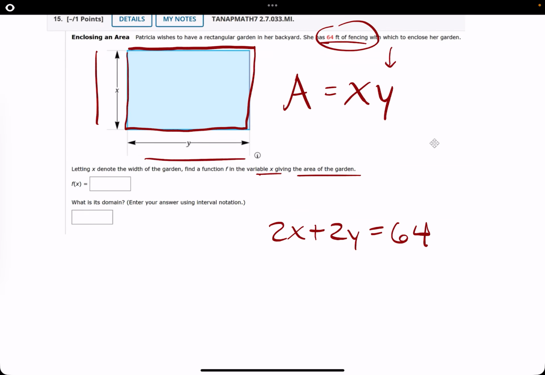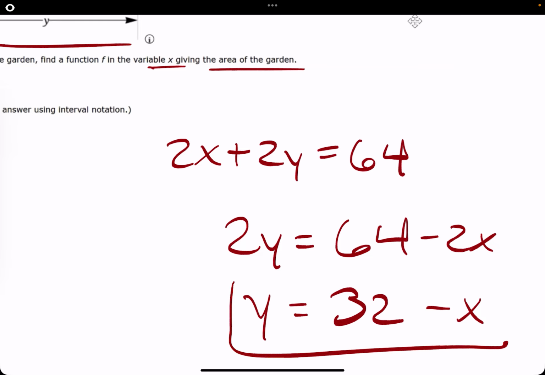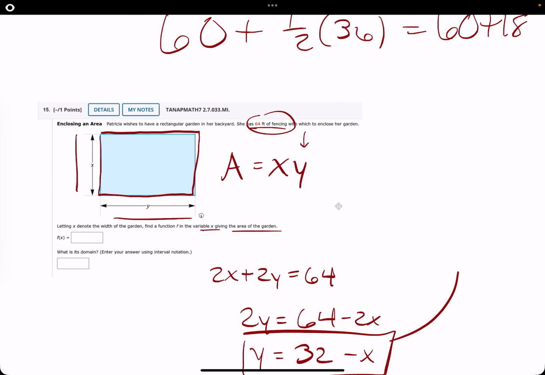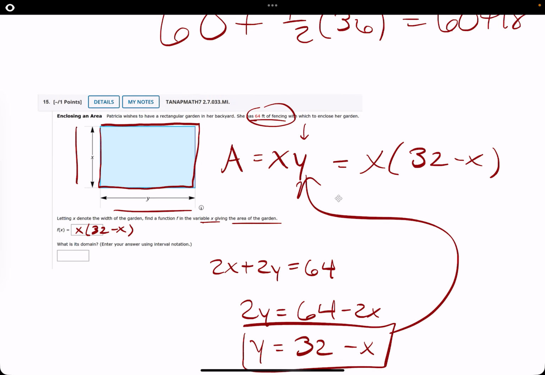Let's solve for y in terms of x. Let's get y by itself. If you want, we could start by dividing the whole equation by 2. That's just a fun little trick. Or if you wanted to, we could just solve for it normally. So 64 minus 2x, divide everything now by 2, and you get the same thing, 32 minus x. Y is equal to 32 minus x, which means our area can be rewritten as x times (32 minus x), which is our function for the area in terms of x. If you want to, you could distribute the x. You do not have to, though.